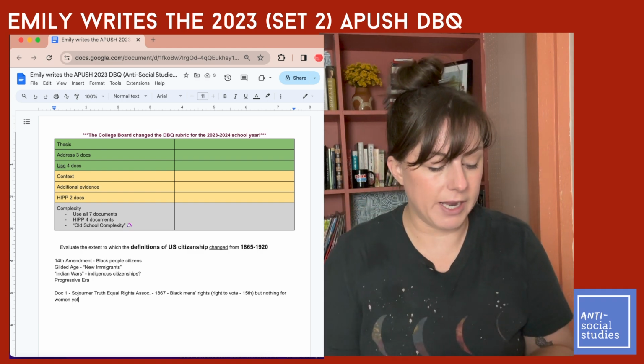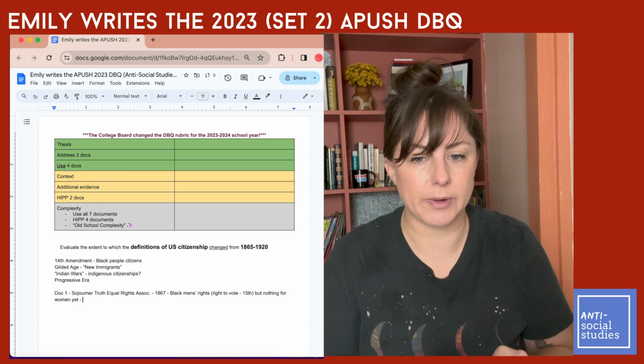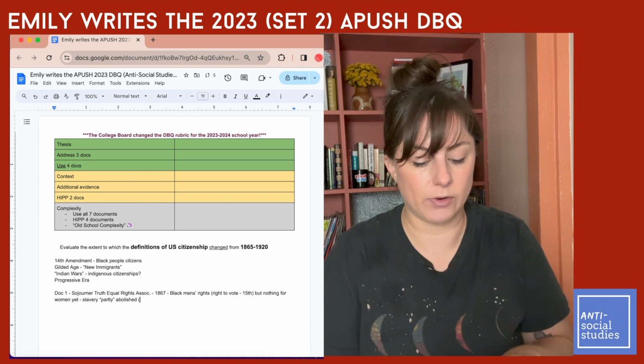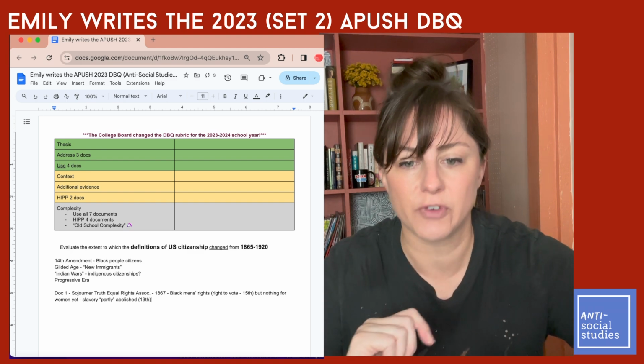She also mentions, although it doesn't really relate to the topic, but I'm going to put it in there anyway, slavery partly abolished, which is kind of a reference to the 13th Amendment, saying no slavery unless as punishment for a crime.